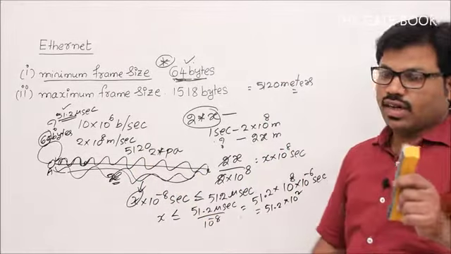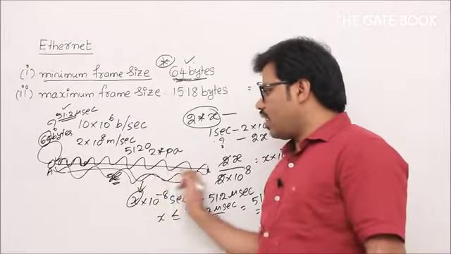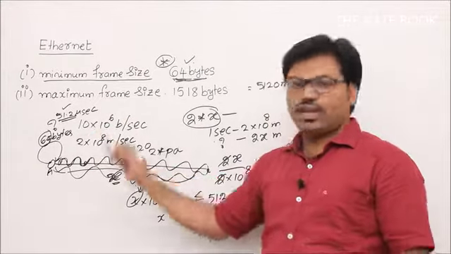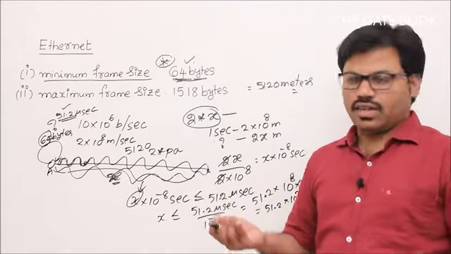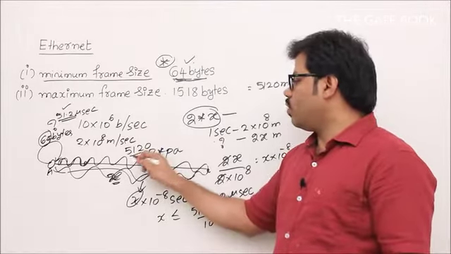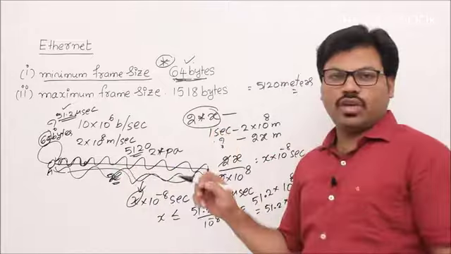If it is more than that, then it will take a lot of time to come back. Meanwhile, your station will close everything and it cannot detect the error. That's why 5120 should be the maximum cable length.